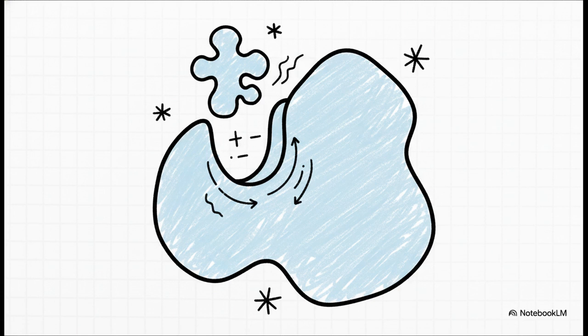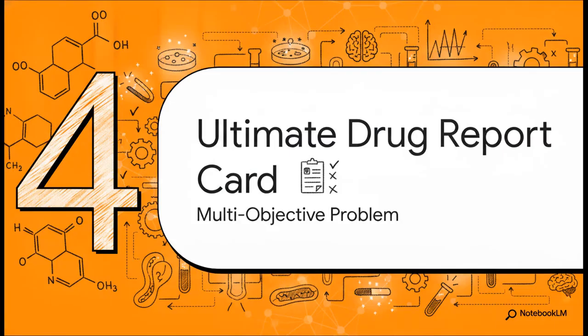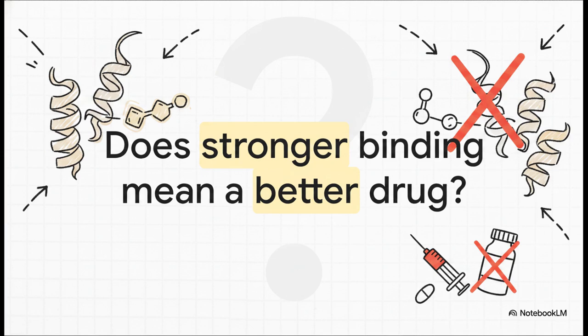Which leads us directly into part 4, the ultimate drug report card, or what scientists call the multi-objective optimization problem. Finding a molecule that physically fits and binds into a protein's binding site is an amazing feat. So you might naturally be thinking, okay, the molecule that grabs on the absolute strongest is the automatic winner, right? Well, let's go ahead and shatter that misconception right now.